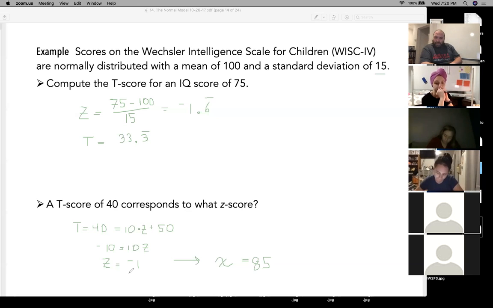Yeah. Questions on that? Wait, say that again. Which part? The x equals 85. Well, what's my z-score? -1. What does that mean to have a z-score of -1?